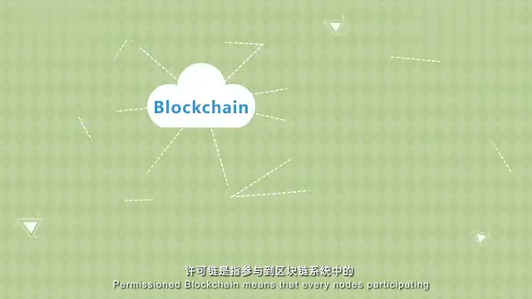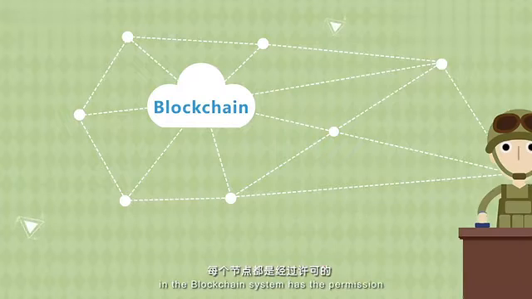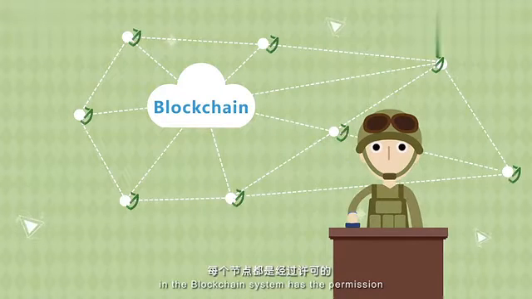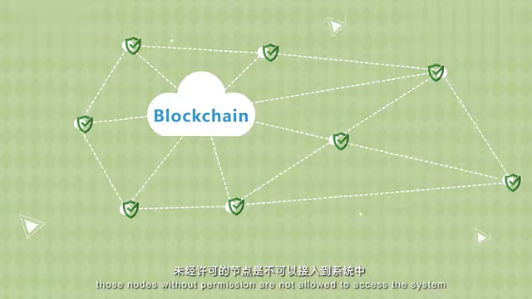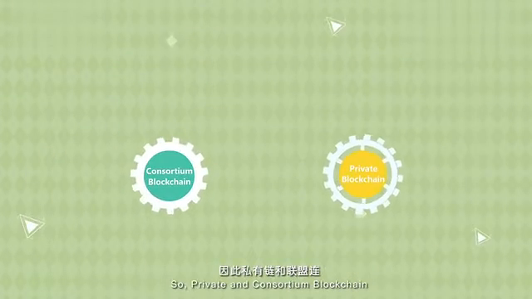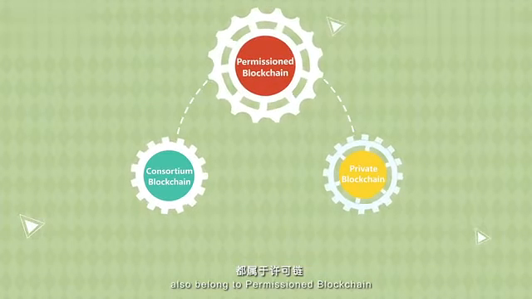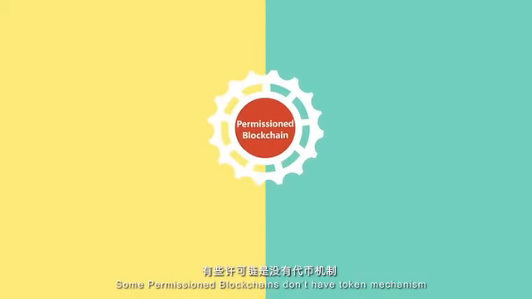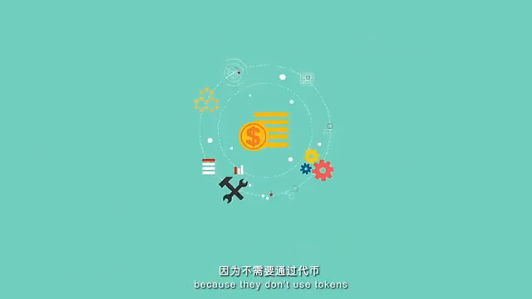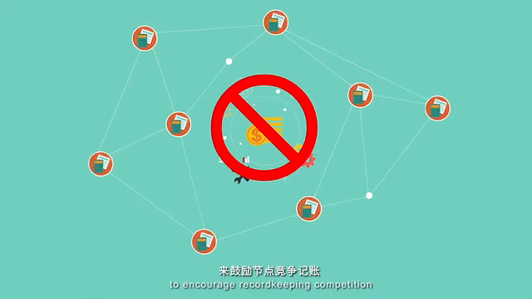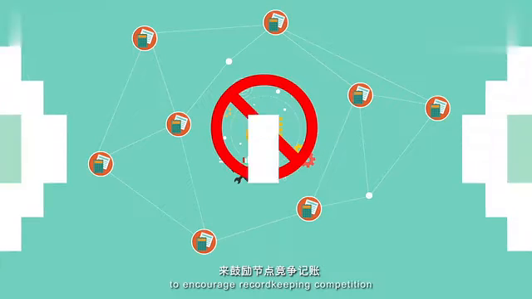Permissioned blockchain means that every node participating in the blockchain system has permission. Those nodes without permission are not allowed to access the system. So private and consortium blockchain also belong to permissioned blockchain. Some permissioned blockchains don't have a token mechanism because they don't use tokens to encourage record-keeping competition.